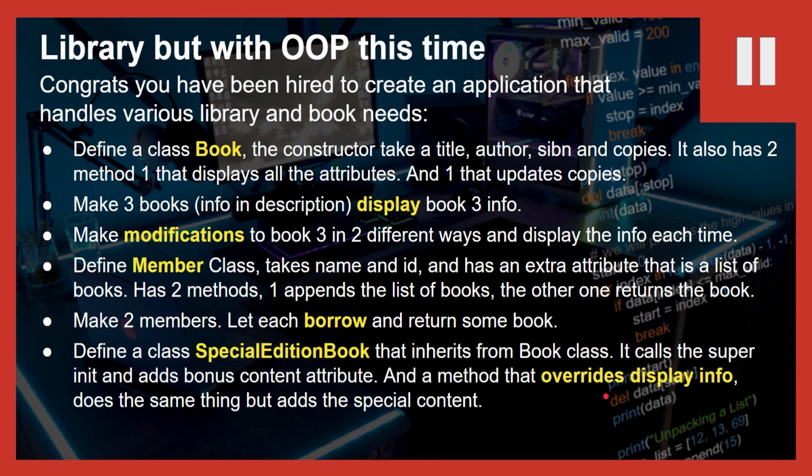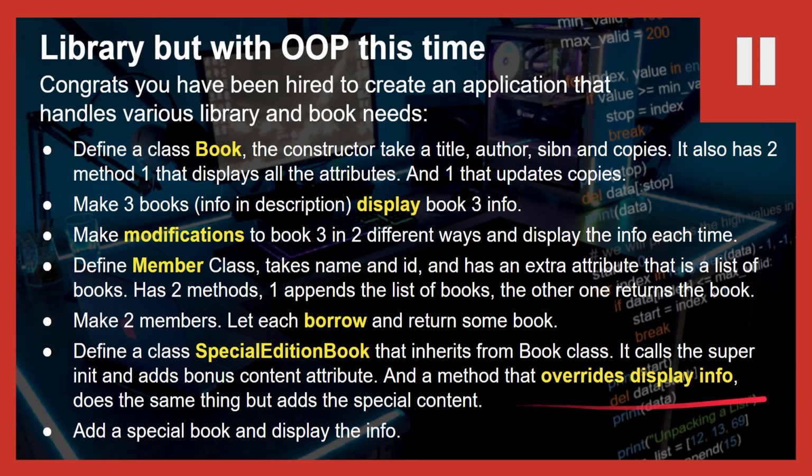Next, you'll need to define a class SpecialEditionBook that inherits from the Book class. It calls the super init and adds bonus content, which is the attribute, and a method that overrides display info, does the same thing but adds the special content. So the display info will be overridden just like we've done, so this should be pretty easy. And finally, add a special book and display that special book info. And if you want, you can also try to borrow that special book, see what happens, any changes.